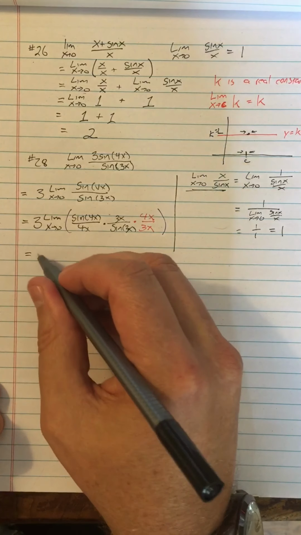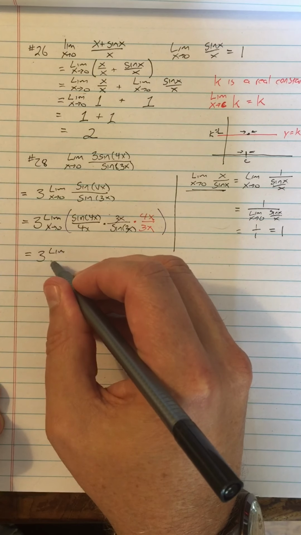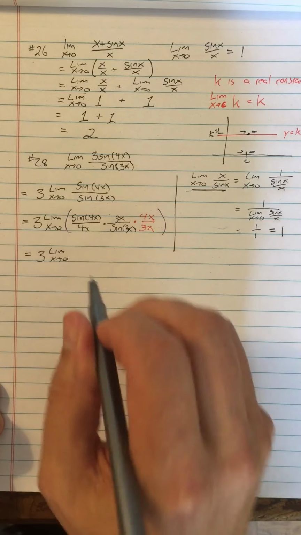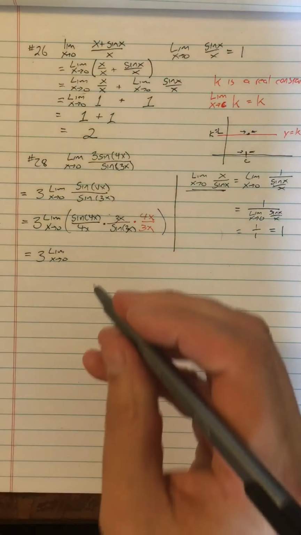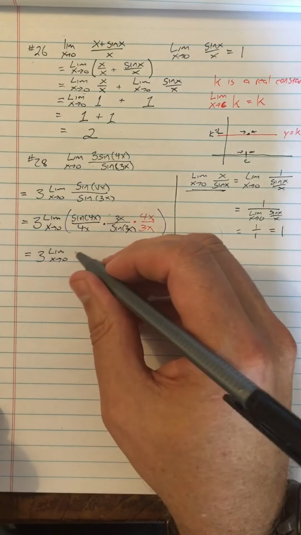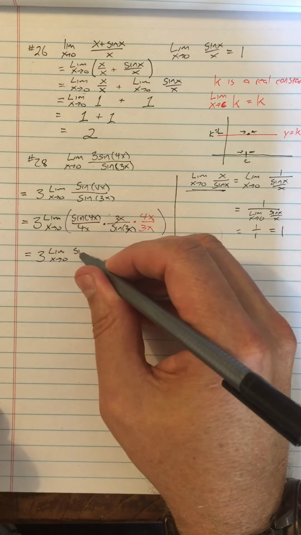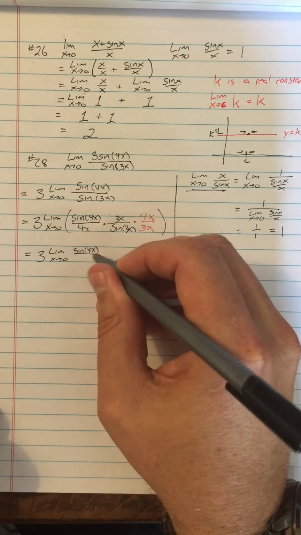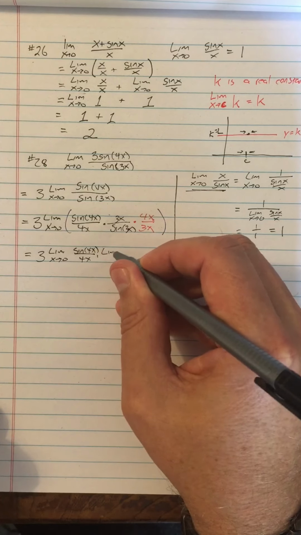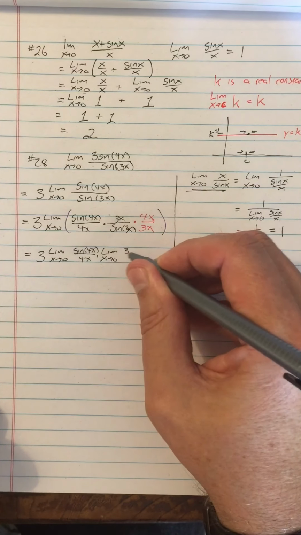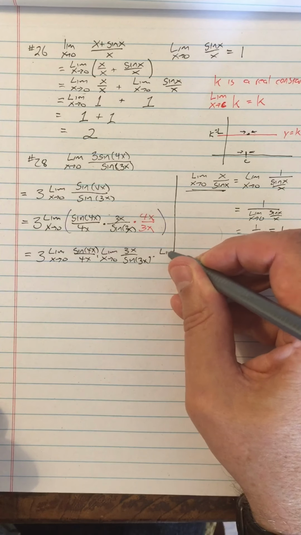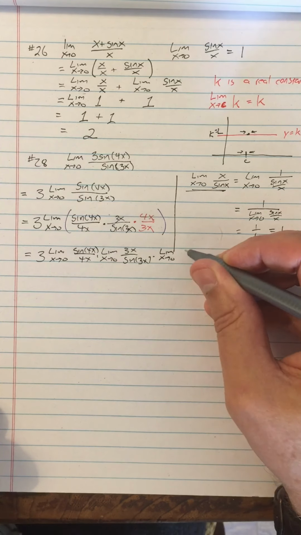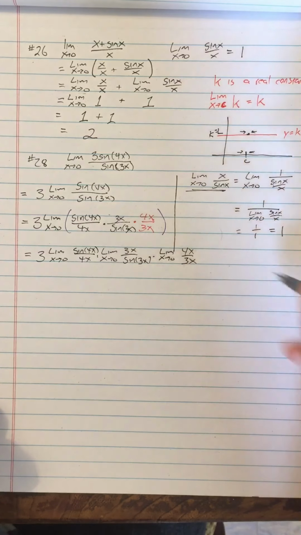So this equals 3 times the limit as x approaches 0. The next thing I'm going to do is use that product property, right? The limit of the products is equal to the product of the limits. So I'm going to be able to break this up into 3 different limits: the limit as x approaches 0 of sine of 4x over 4x, times the limit as x approaches 0 of 3x over sine of 3x, times the limit as x approaches 0 of 4x over 3x.